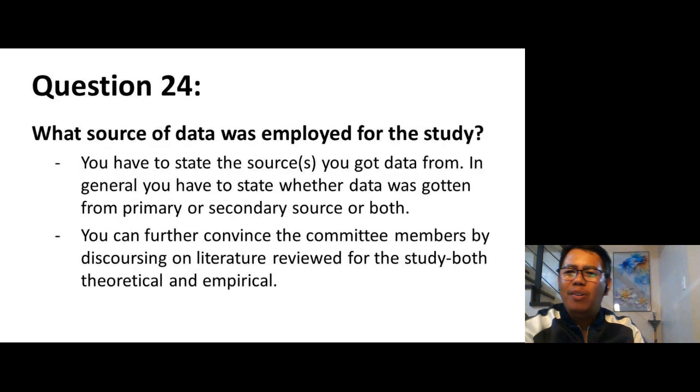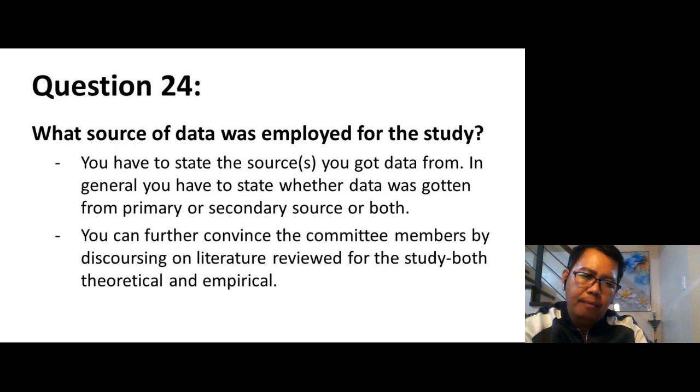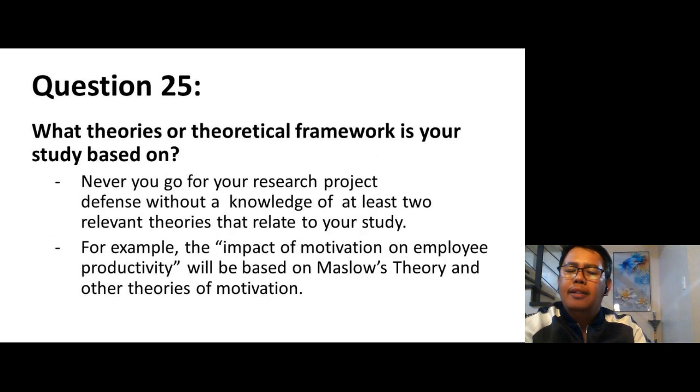Next, number 24. What source of data was employed for the study? You have to state the sources you got the data from. In general, state whether data was gotten from a primary source, a secondary source, or both. You can further convince the committee members by discoursing on the literature reviewed for the study, both theoretical and empirical. There are two types of studies: from others' theory and from others' experiment, that is empirical, which is tested already. So you must consult your RRLs, review of related literature and studies.